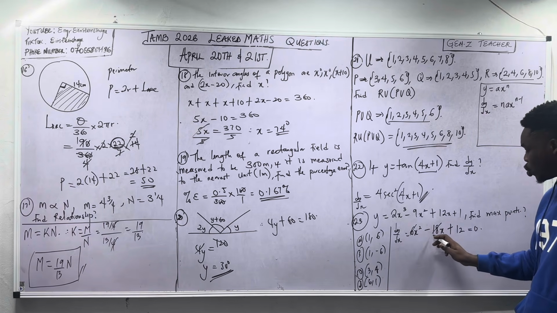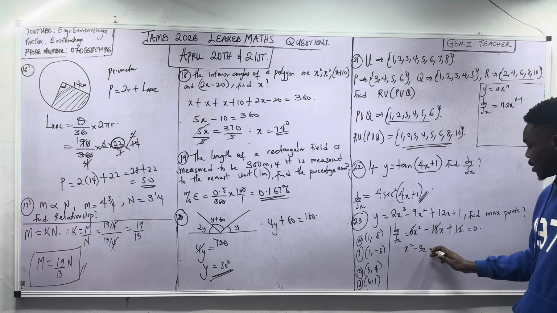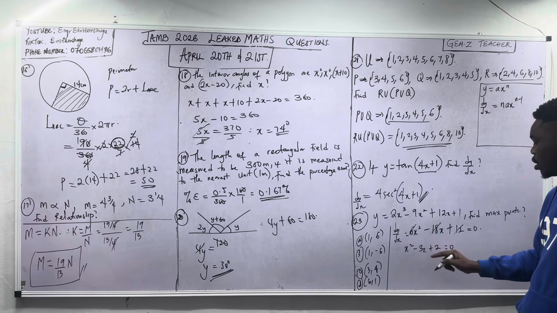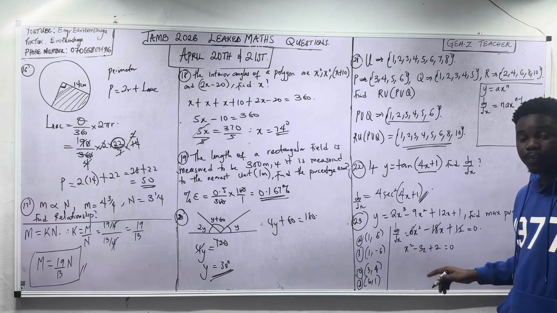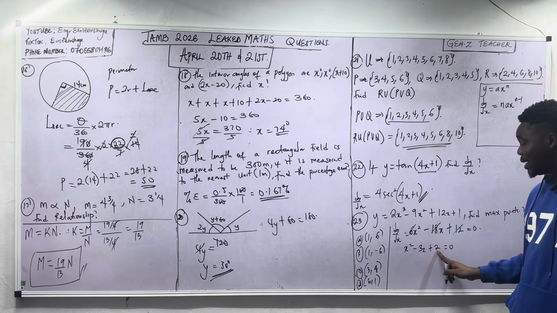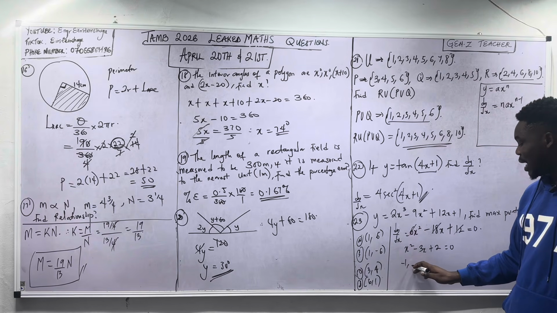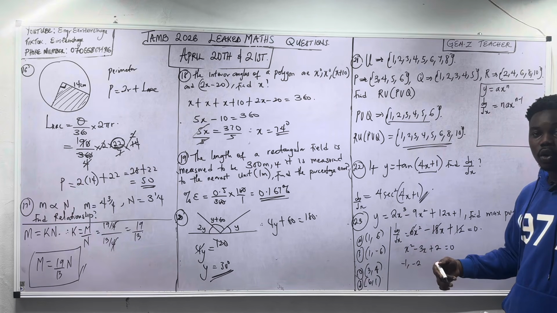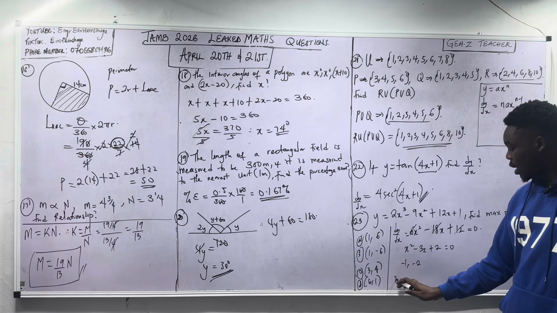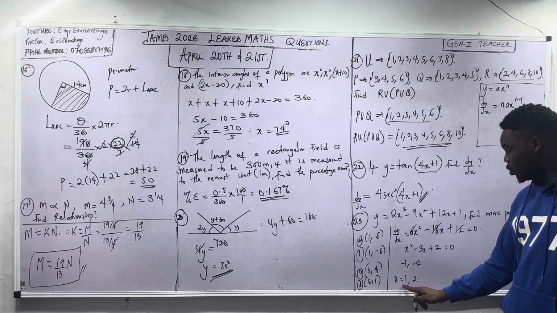6 can go into everybody. We're going to have x squared minus 3x plus 2 equals 0. Solve this quadratically. What will you multiply to get 2, but add to get minus 3? That should be minus 1 and minus 2. Shortcut, swap the signs. So x should become positive 1 or positive 2. These two values are given.